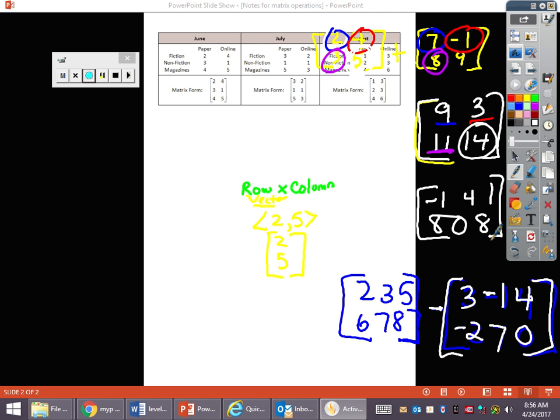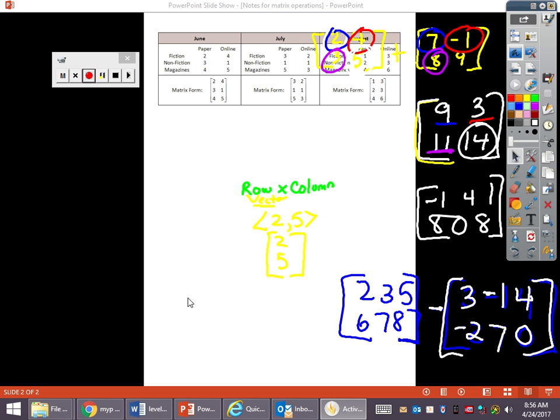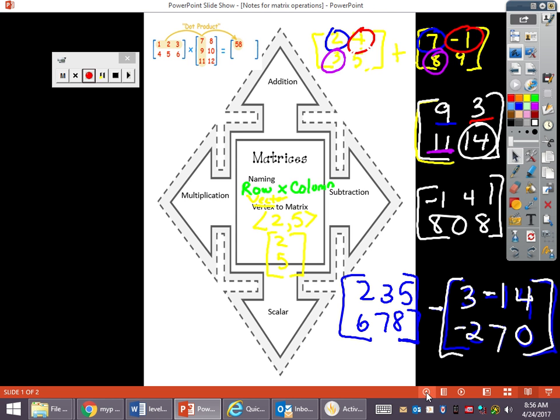Okay, now let's talk about scalar. We did scalar with vectors. What is scalar? Okay, so what is that like? What is it from algebra? What's the term scalar goes with? It is multiplication, but it's a specific type of multiplication. Scalar multiplication.